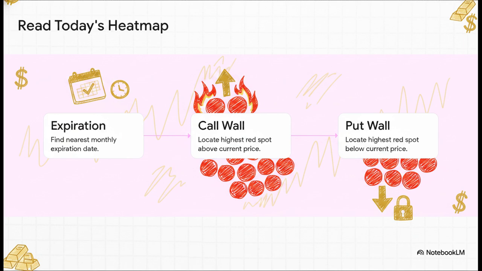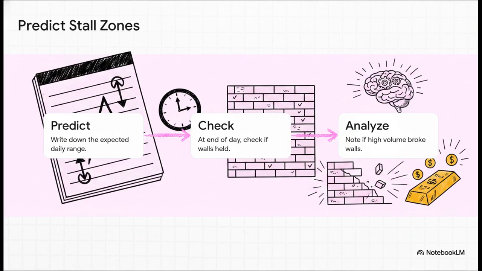Then look down to find the brightest red cluster below you. That's your put wall, your floor. Just like that, you've established the daily playing field. Step 2 is predicting exactly where price is going to stall out. I want you to literally, physically write it down. Gold will bounce at X and reject at Y. Then, at the very end of your trading day, check your work.